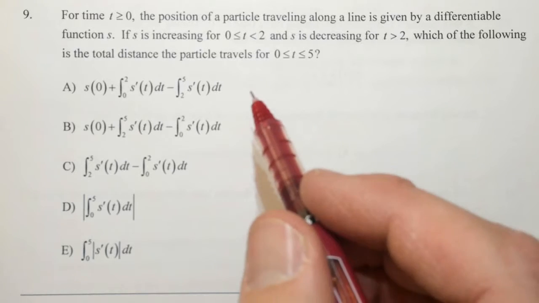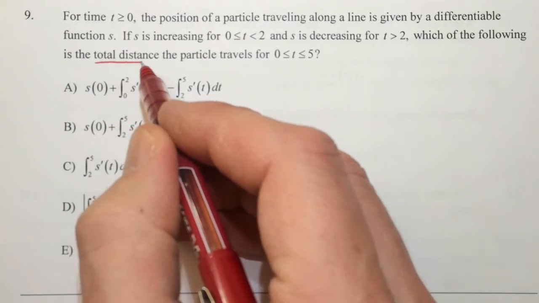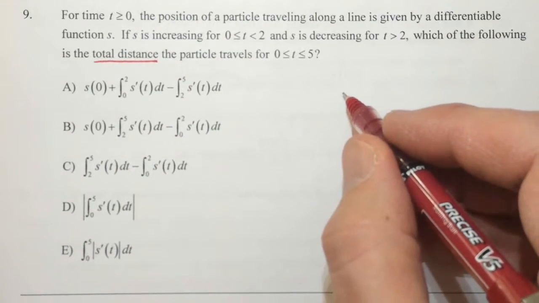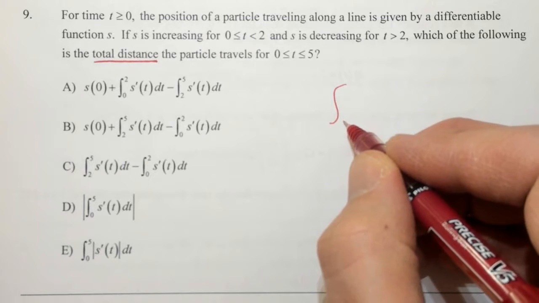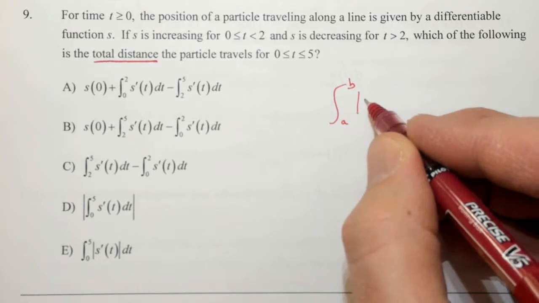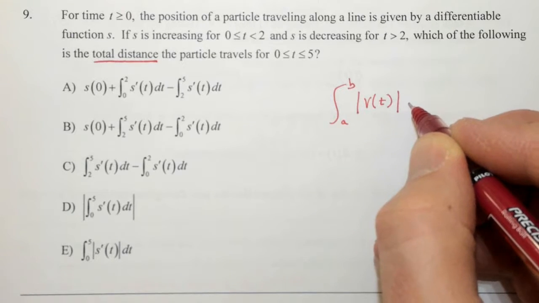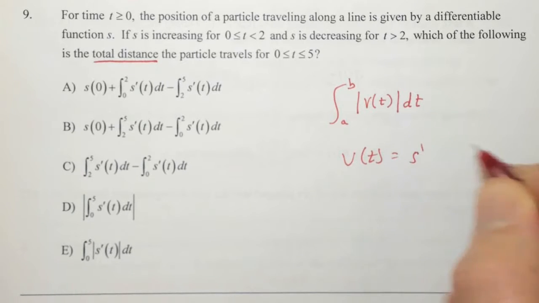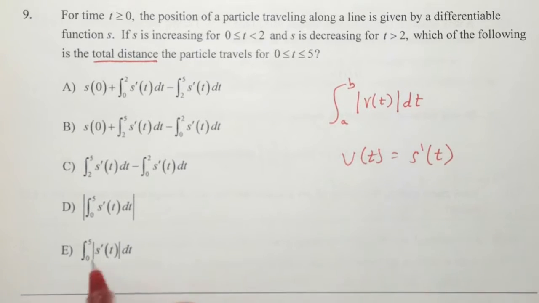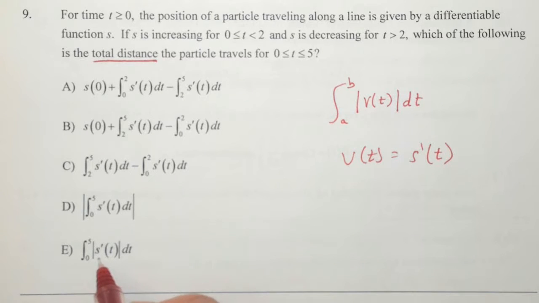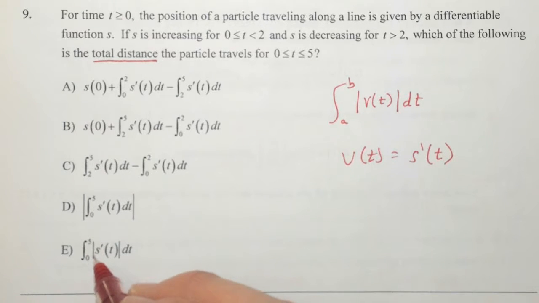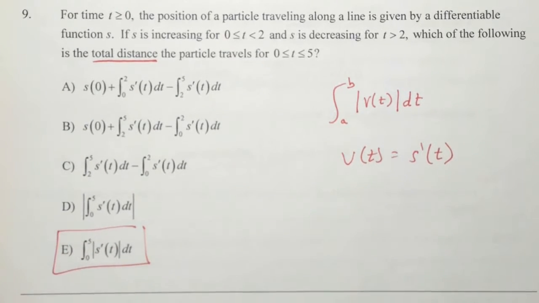Okay, so the key words there are total distance. S is our position function, and we know that total distance is always going to be the integral from a to b of the absolute value of our velocity function. Right? And velocity, well, that's the derivative of position. Here's the velocity function down here in option E, and we have the absolute value. The bounds we're interested in are 0 and 5. So total distance, we know, matches with absolute value. We can get this answer quickly. It's E.